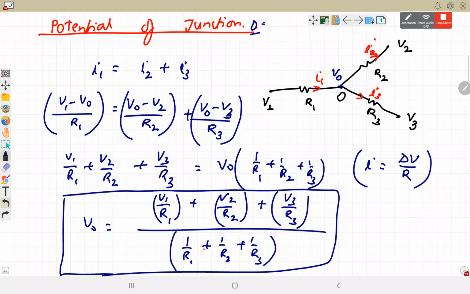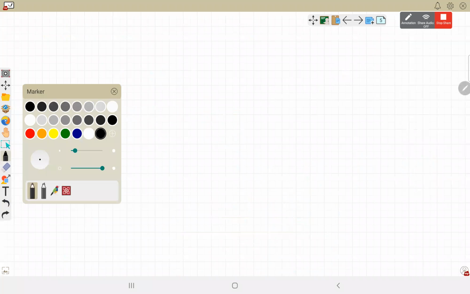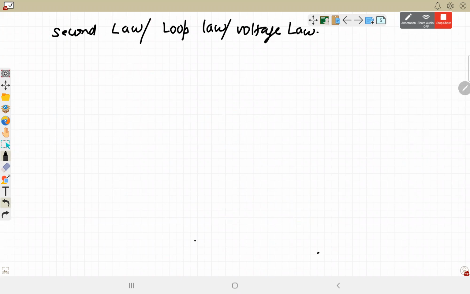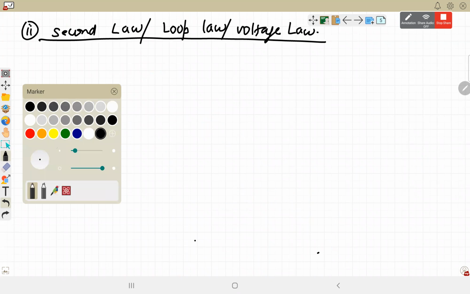Okay, so junction law is similar to the one which was for the capacitor circuit, and the potential at the junction we can find out with the help of the current law or junction law. Second law is also called the voltage law or loop law. Kirchhoff's second law is loop law or voltage law.